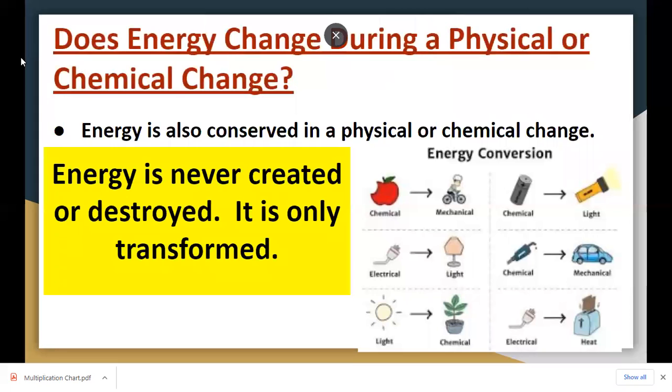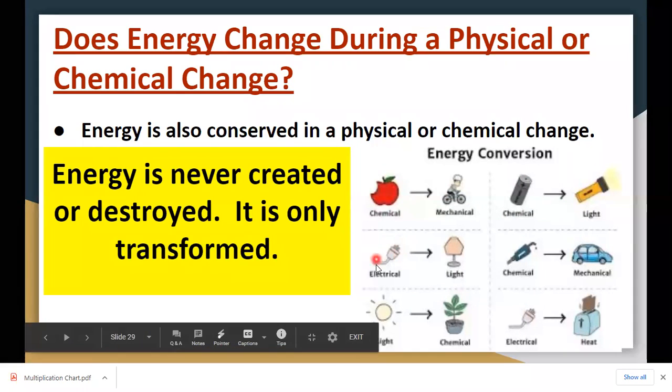So here are some transformations. You bite into this apple. Here, let me get my spotlight. You bite into the apple. That gives you energy, chemical energy that is transferred into mechanical energy as you bike and use your legs and your muscles. Here's chemical energy in a battery that is transformed into light energy in a flashlight.